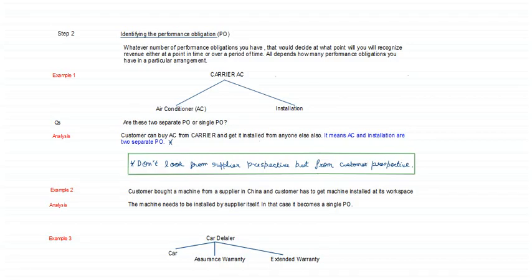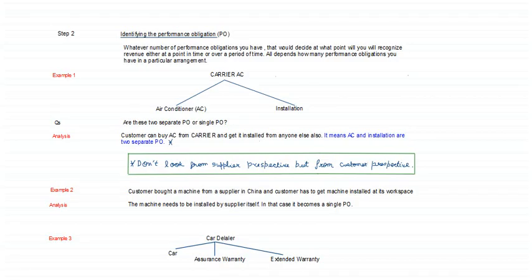Let's take another example. Suppose a customer wants to buy a machine from a supplier in China, and the customer wants to get that machine installed at its workplace. Now this specific machine, to work as per the requirements of the customer, needs to be installed by the same supplier only. In this case, the machine and the installation will become a single performance obligation.